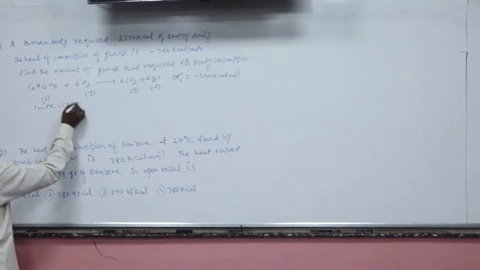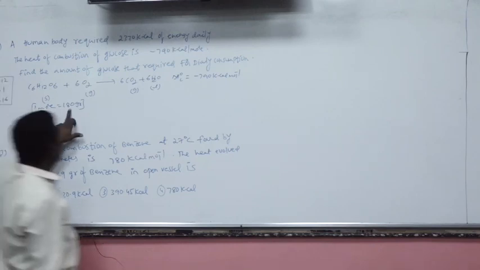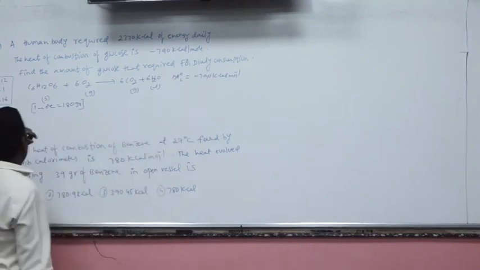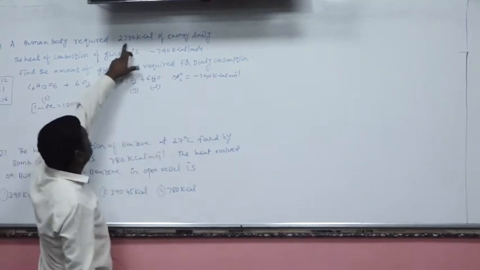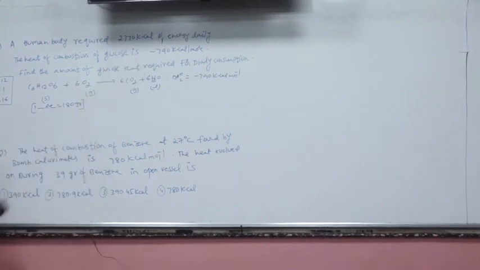So the molar mass of glucose is 180. Carbon atomic mass is 12, hydrogen atomic mass is 1, oxygen atomic mass is 16. Now, when 180 grams of glucose undergo combustion, this much heat energy is released. Now, our body requires how much total heat energy? This much heat energy is required. So how many moles or how many grams of glucose must be taken for daily consumption?